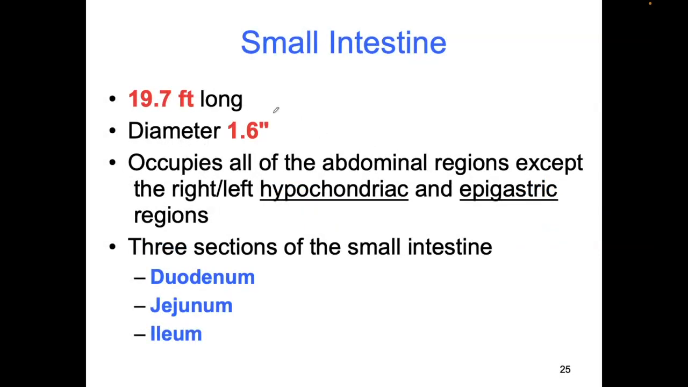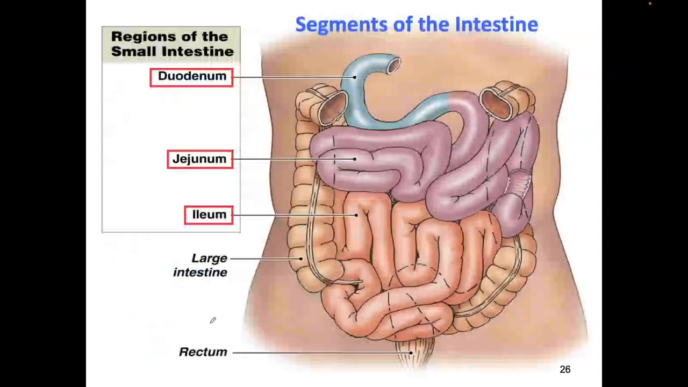So the small intestine is almost 20 feet long, right? 19.7 feet long. It's about 1.5 inches in diameter. And there are three sections of it. We have the duodenum, the jejunum, and the ileum, and that would be from proximal to distal.